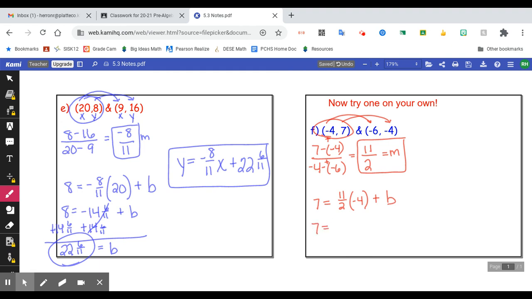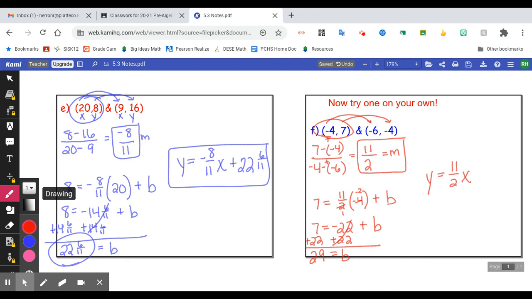Okay, 7 here. 11 halves and negative 4 would be negative, this would be a 1, this would be negative 2, so this would be negative 22 plus b. Okay, we're going to have to add 22 to make it cancel. So my b equals 29. So here we go. Y equals m, oops, I just put m again as I'm talking about it, mx, right, plus 29. That's what you should have no matter what you did up top. Let me know what you have questions on. Hopefully this is feeling easier.